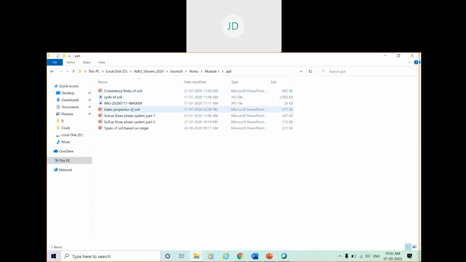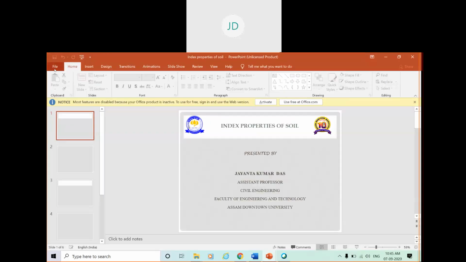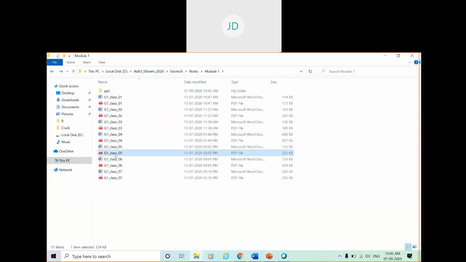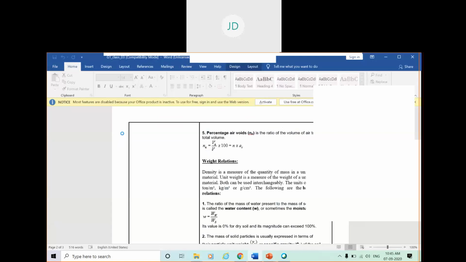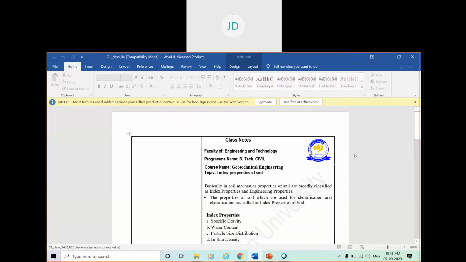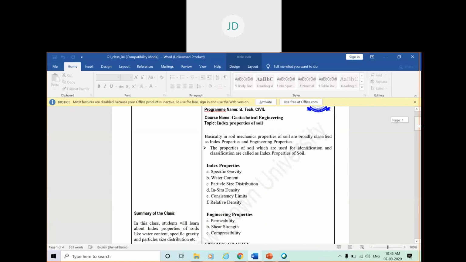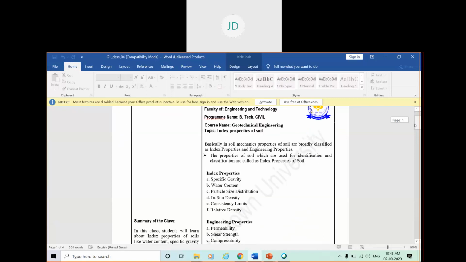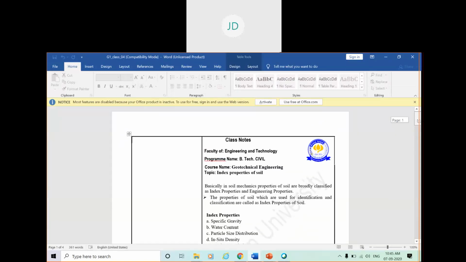Okay, so we'll discuss the index property of soil. It's class 4. Can you see this slide? Can you see this Word file? This is the class note for class 4. You will get this in the student portal. The title is index property of soil.